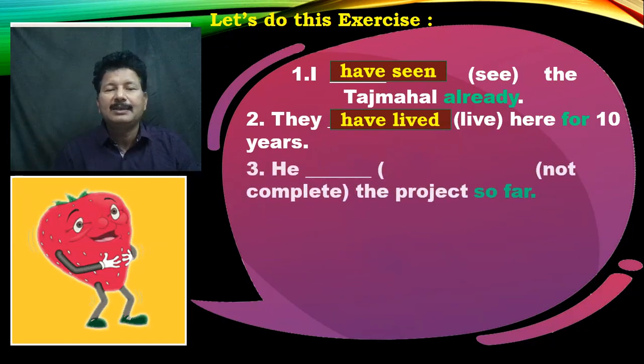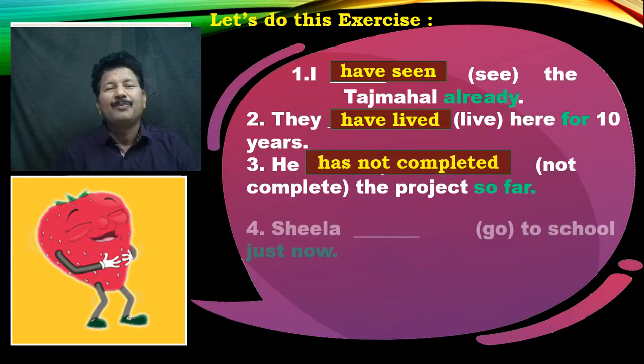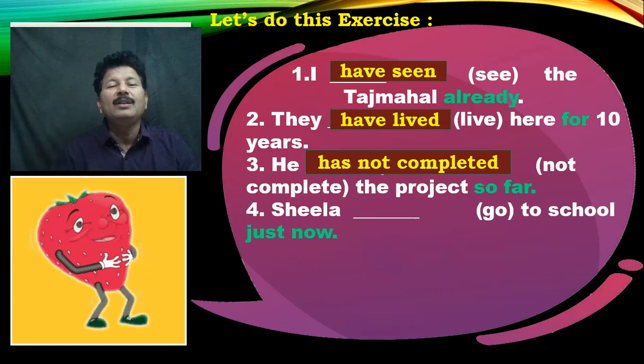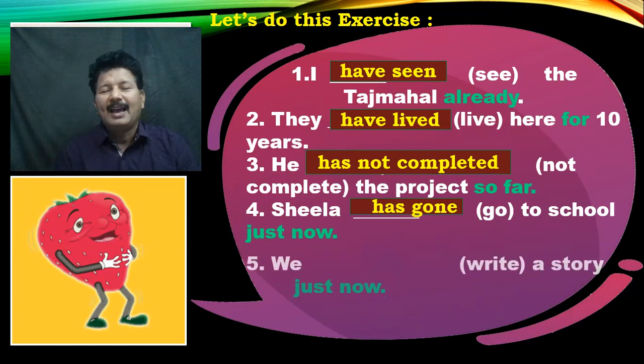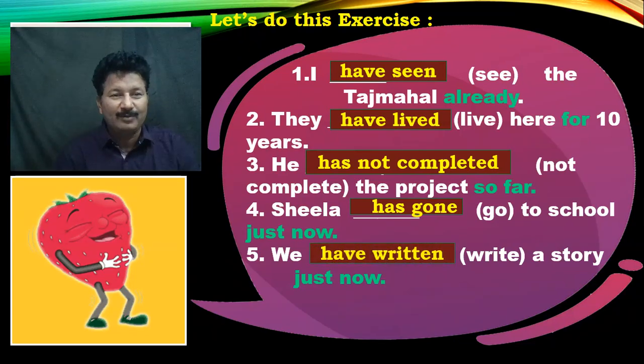Right? Now look at the third example. He dash not complete the project so far. So we have to write he has not completed the project so far. Right? Now, Sheila dash to school just now. Again, there is a keyword like just now. So we have to use Sheila has gone to school just now. And now we dash a story just now. So here we will write we have written a story just now.